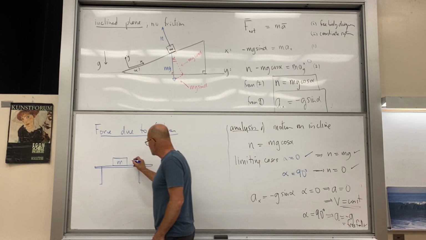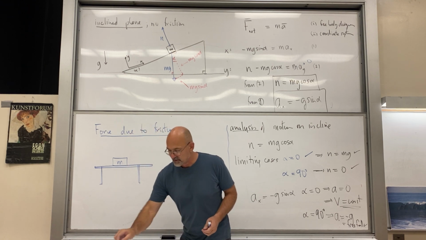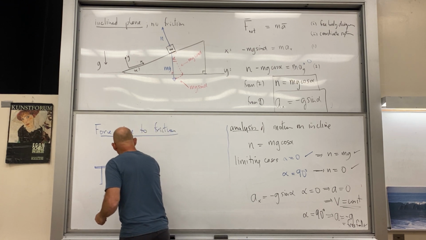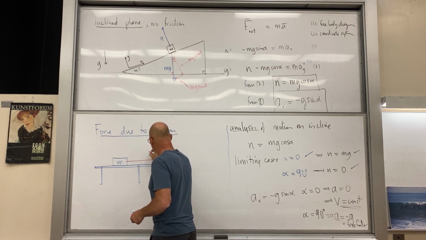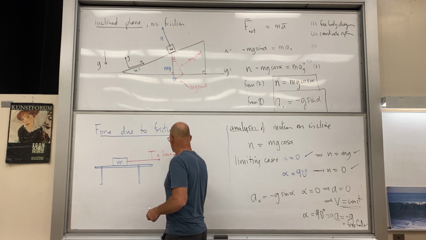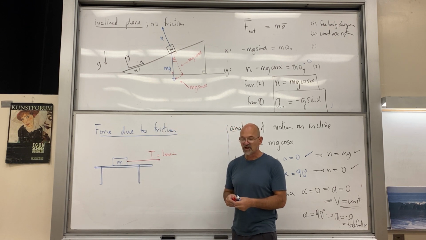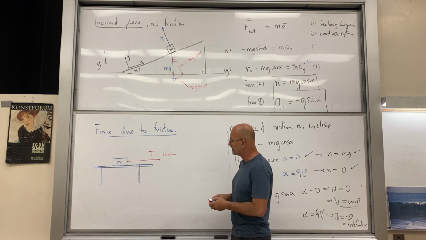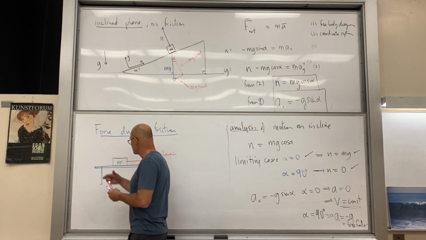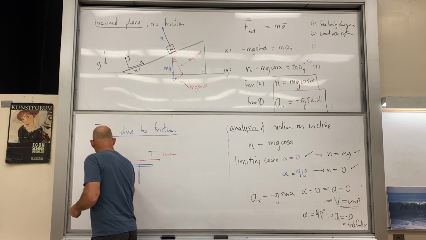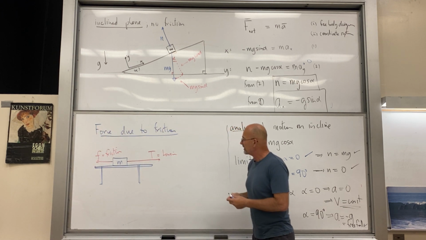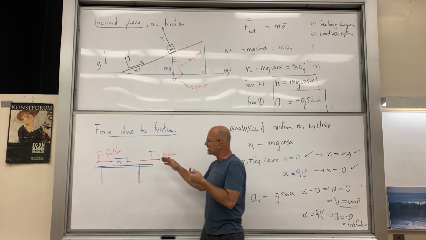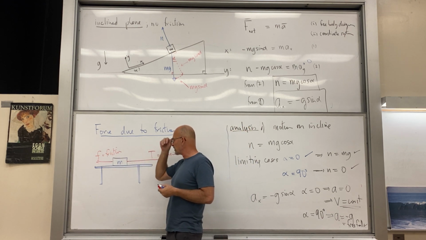And say you want to pull to the right here. Say you've got tension. You want to pull it and it's not budging. Well, the only way that's possible is if there's some friction pulling in the other direction. So I will use the lowercase f for the friction force. So if I'm pulling and it's not budging, there's got to be a friction force pulling in the other direction.